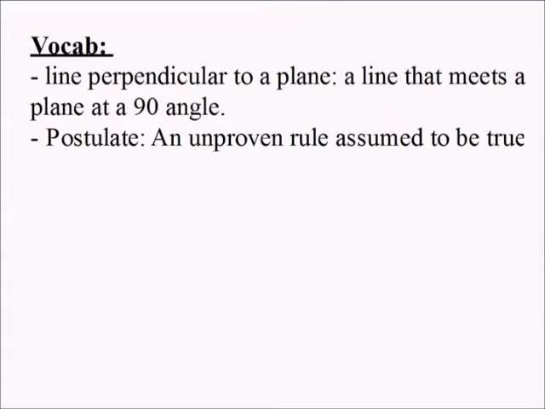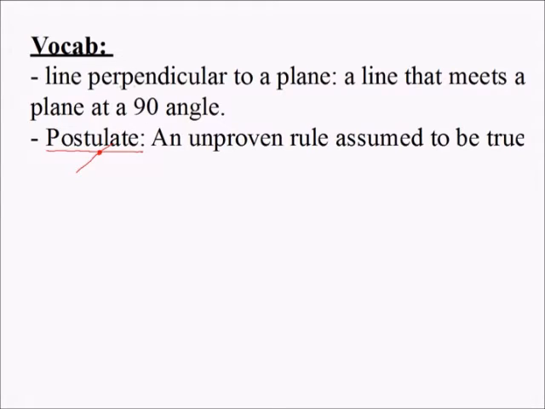So we only have two vocab words, and really one of them we already know. We already know postulate. Postulate is an unproven rule that we assume to be true. Okay, so basically you just go with it. If I tell you that two lines meet at one point, don't try to prove it. I don't have a list of theorems and definitions for you, but you can just automatically assume, well, okay, two lines make an intersection at one point.